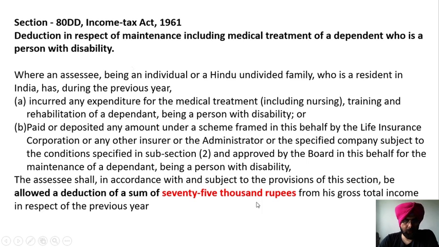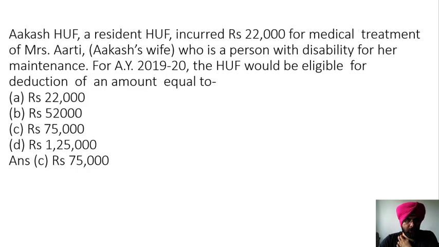So here it's not necessary that the person should incur the expenditure. If the amount is paid or deposited as per the scheme, then the assessee shall be allowed a deduction, because it says that if maintenance including medical treatment of a dependent is done, then the amount up to 75,000 can be claimed. It doesn't say that the actual amount incurred or 75,000, whichever is less, is allowed. So standard deduction of 75,000 is allowed in this case.